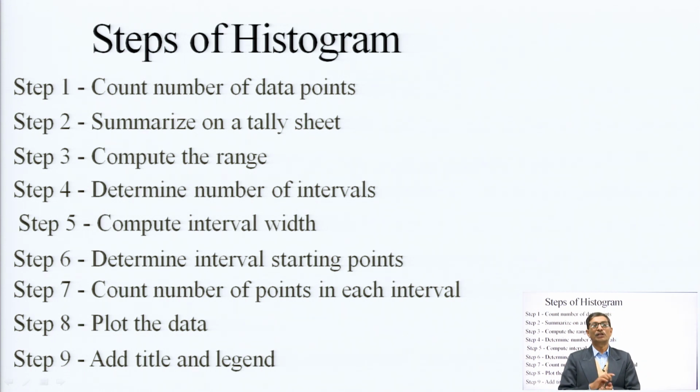First, we count the total number of data points, then summarize all data points in a tally sheet, then compute the range of our data. That means we find the minimum and the maximum value of our data. The range of our data will be equal to the largest value minus the smallest value of our data. We compute the range with this.